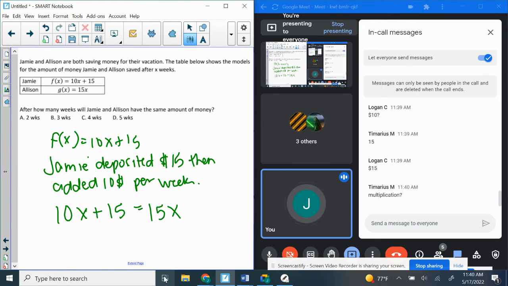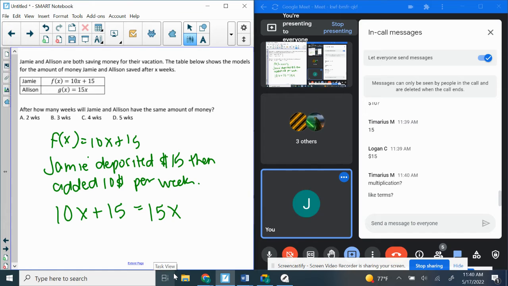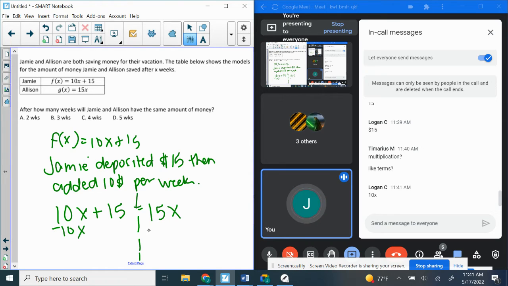So before I show you my easier way, if it was calculator active, I'm going to let you guys solve this real quick. So solve this for x. We definitely want to get our like terms together. So what are we going to move first? We need our constants on one side and our variables on the other side. Yeah, the 10x would probably be the easiest thing to move. We subtract 10x from both sides. We end up with 15 = 5x.